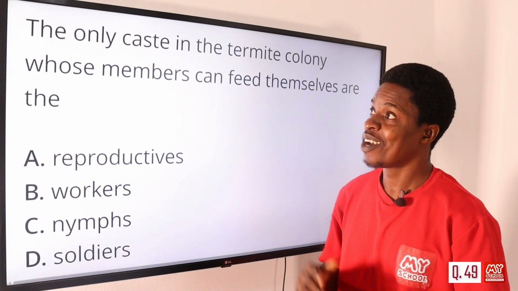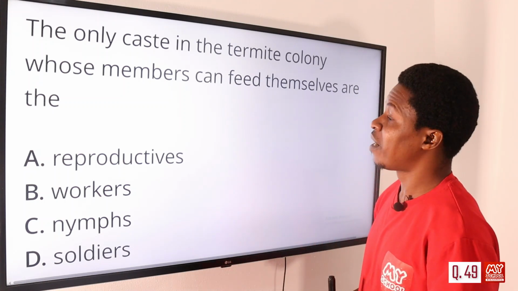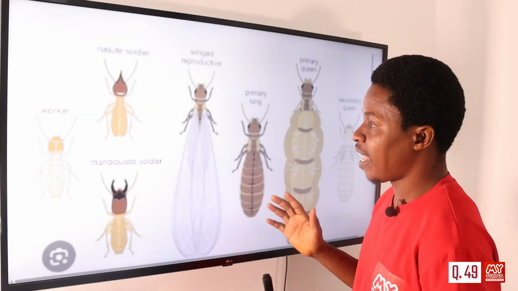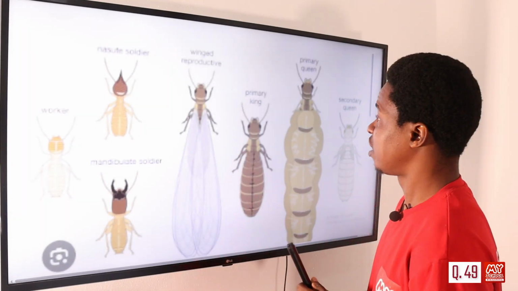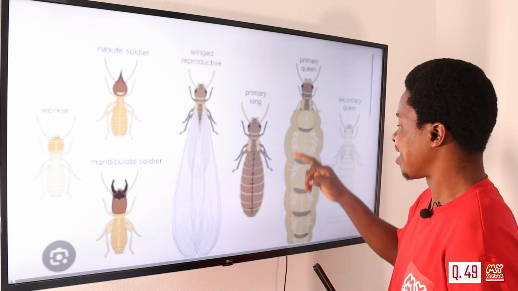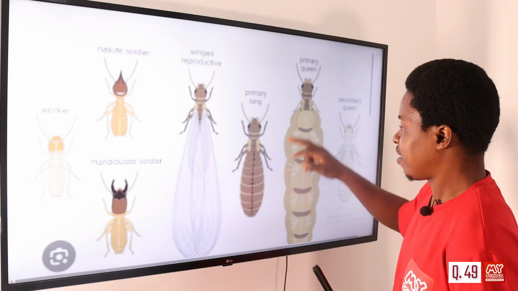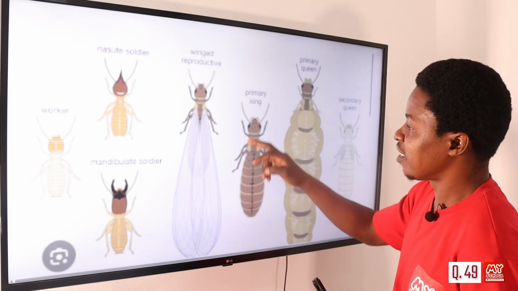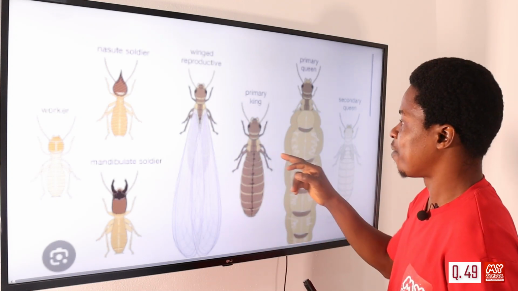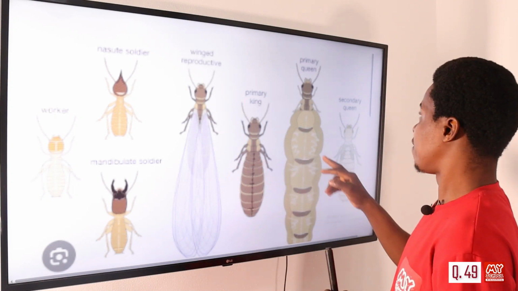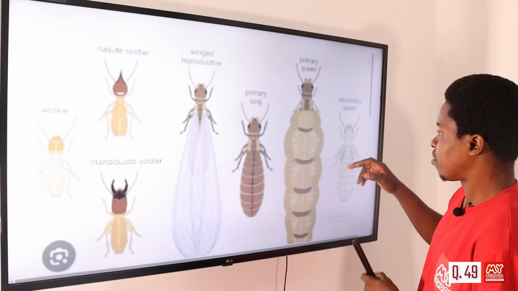Let's look at the diagram of the castes of termites so we can have a better understanding. Like I said, we have different castes. We have the reproductives: the queen and the king. The queen is the biggest in size. This is the queen, and this is the king right beside. The king is also big, but not as big as this. This is always the biggest. Then we have the primary, and the secondary queen that is just coming up.